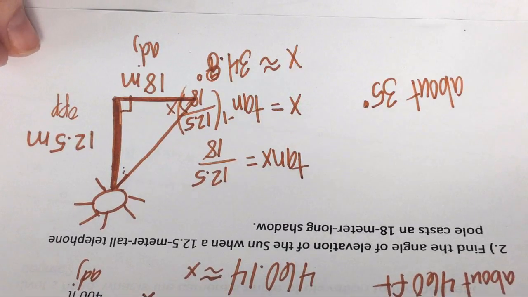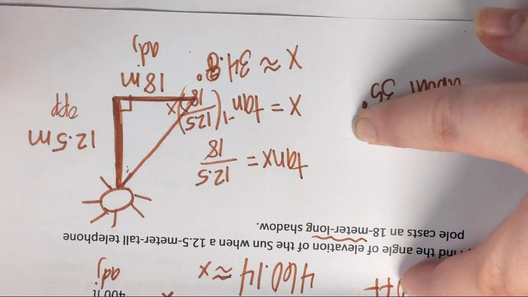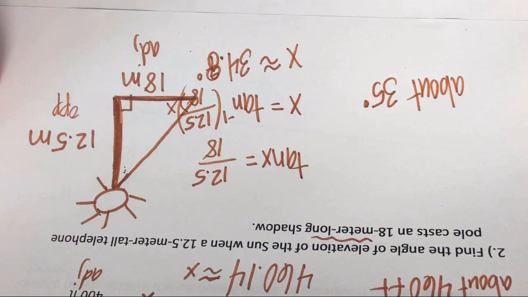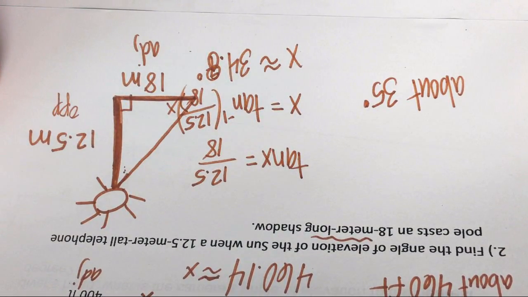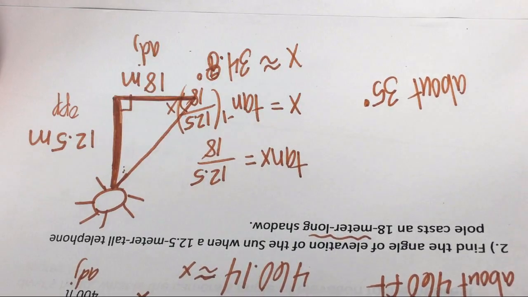Angle of elevation ones are seriously pretty much as easy as it gets for us with word problems. So you're like, Miss Compton, I can totally handle that. Now we get to the angle of depression ones.